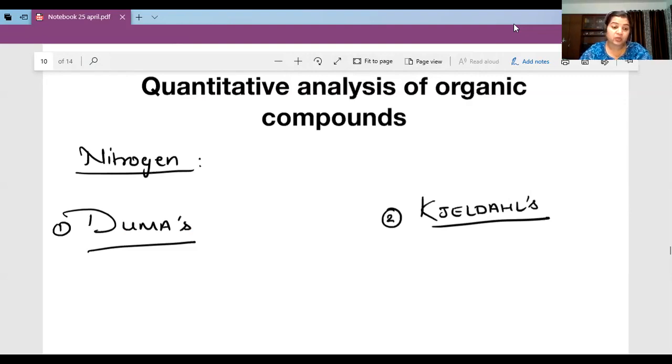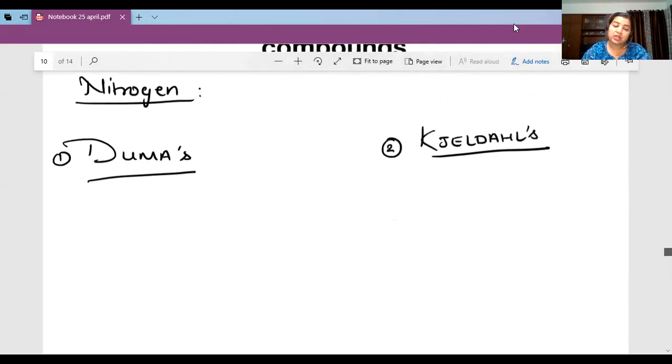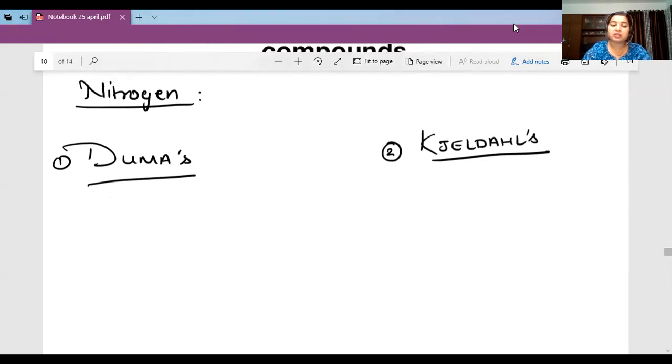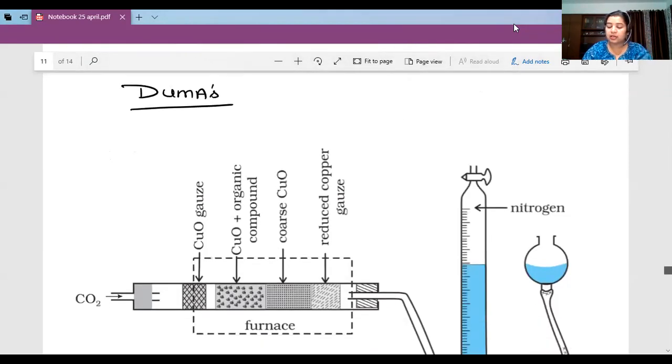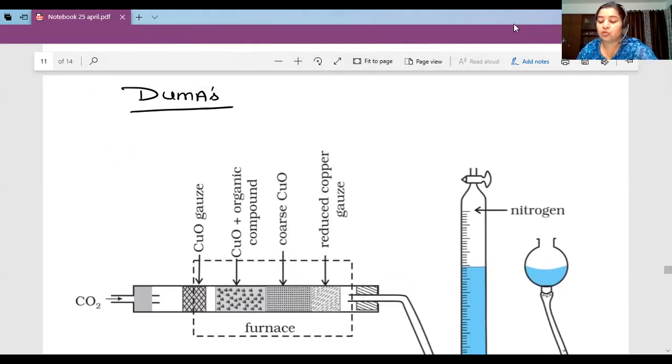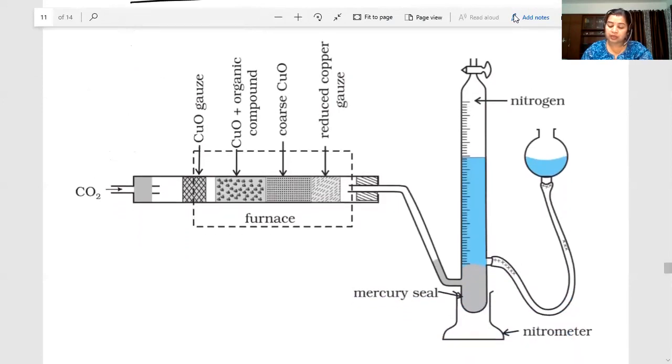Again, I would say in 2020 Mains, there was a question on nitrogen estimation. You go through that, and the same paper, yesterday I was referring to 7th January evening. In the same paper, there is a question. So what happens? Nitrogen is estimated by two methods. One is Dumas, other is Kjeldahl. Let me brief you what is Dumas and what is Kjeldahl. First, let us go to Dumas method. In Dumas method, what is being done?